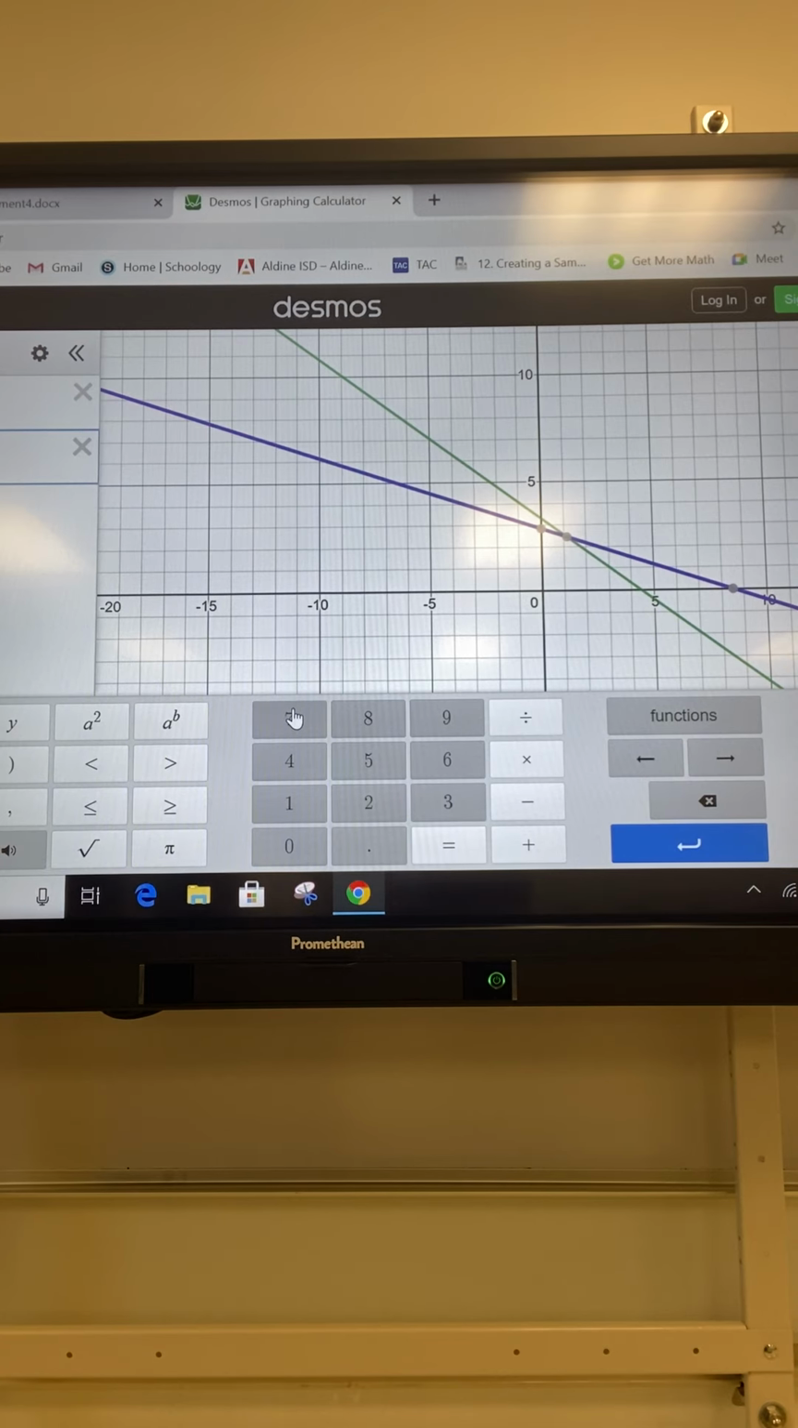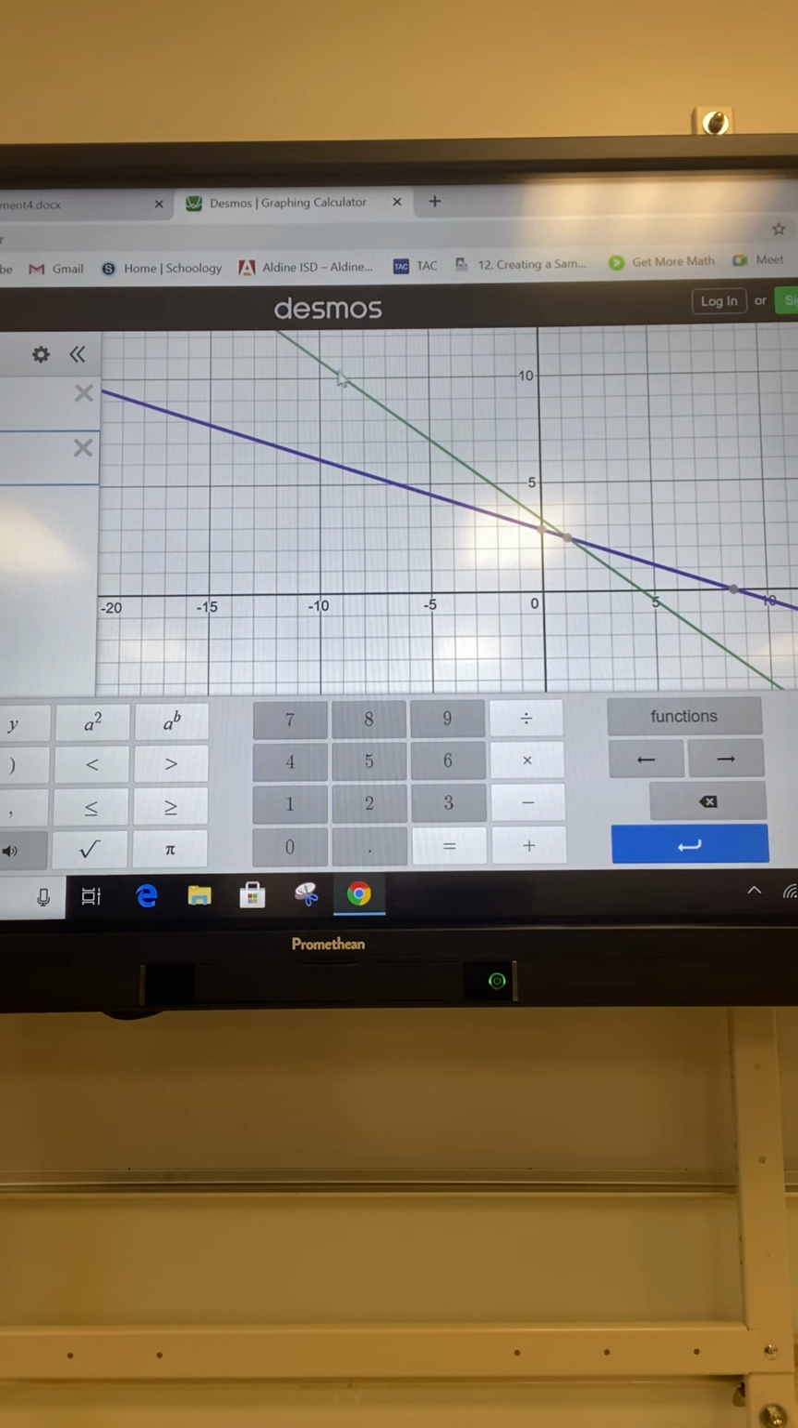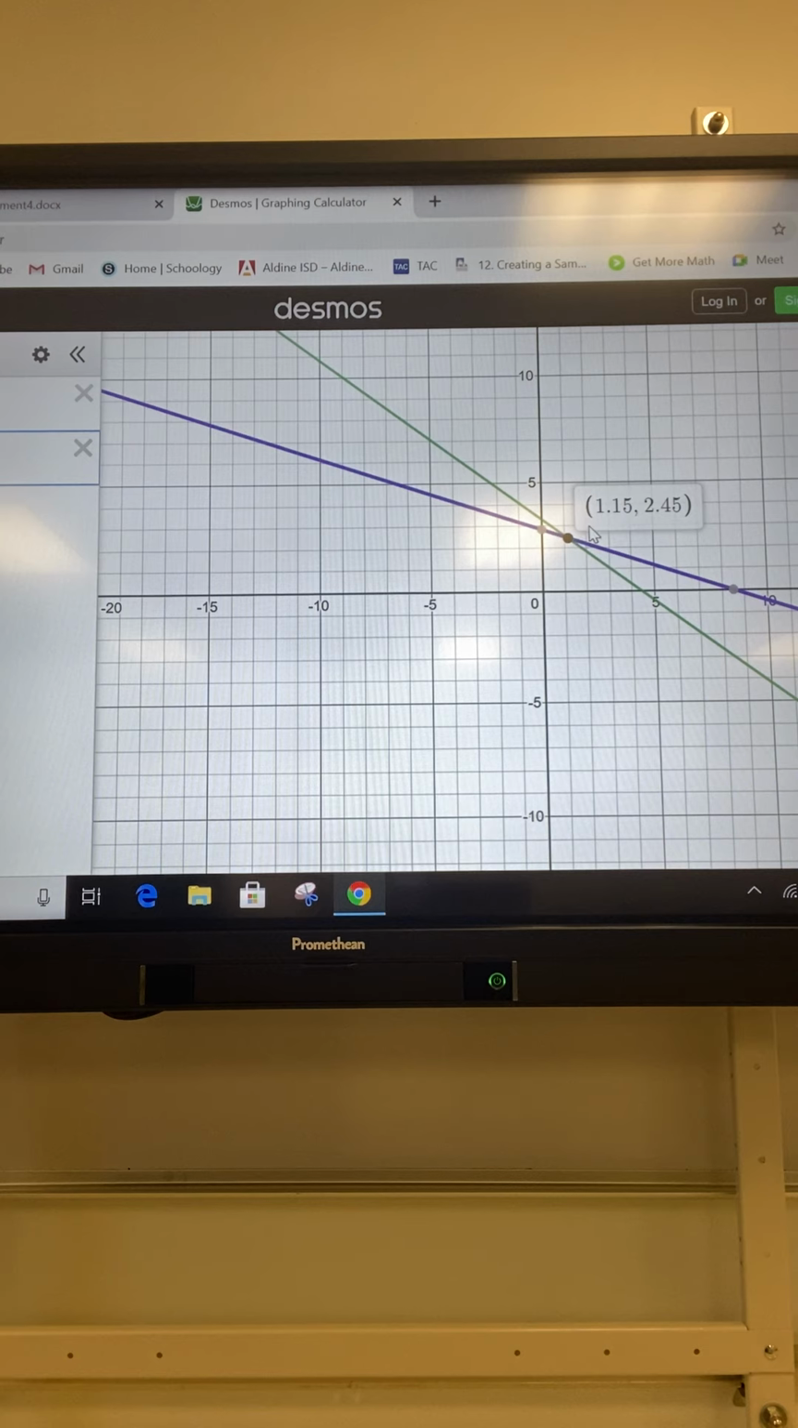All right, so those are the 2 equations that we wrote. And then we can see here where they meet. So we look right here. This tells us that the solution for this is 1.15 and 2.45. So we need to understand what that means. So we're going to go back to the word problem. We're going to write our solution. 1.15, so that's $1.15 for x and $2.45 for y.